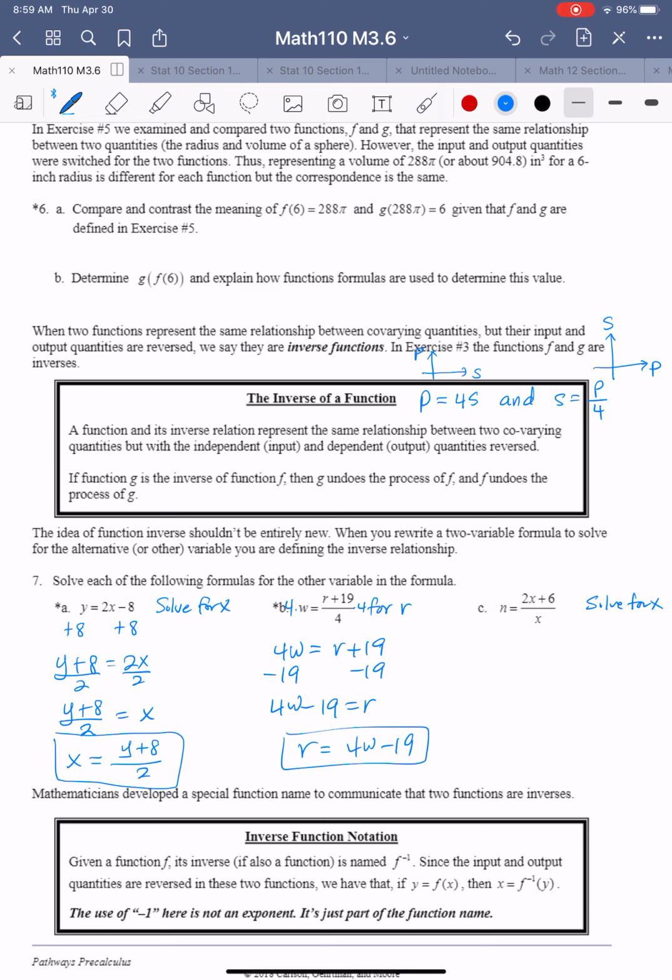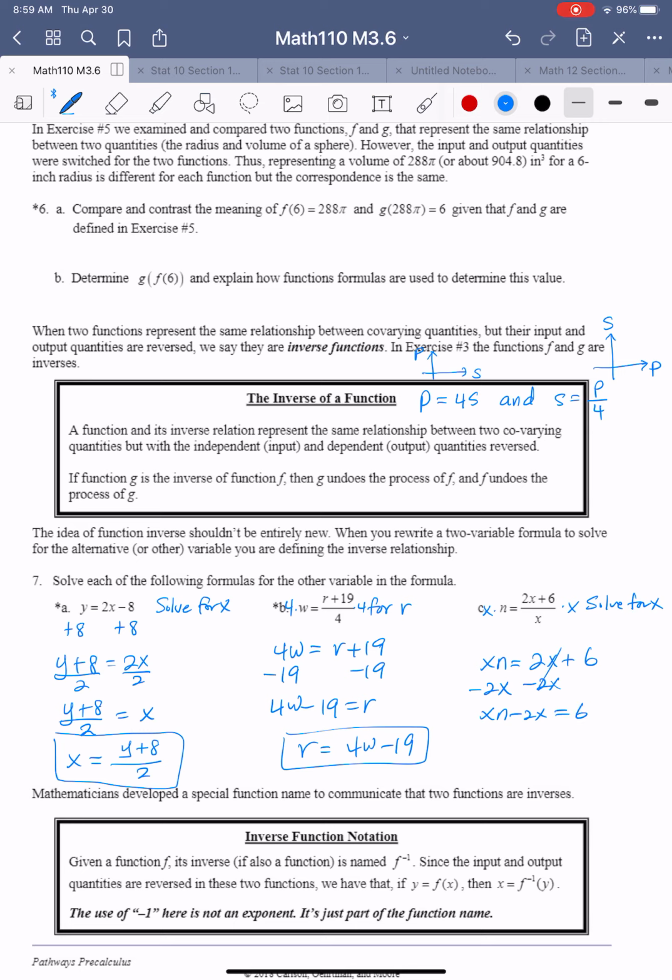So for x, this time x is on both sides. So I want to multiply by x on both sides to get rid of the fraction. So I got xn equals 2x plus 6. And then I need to solve for x. So I need to put the x terms together. I got xn minus 2x equals 6.